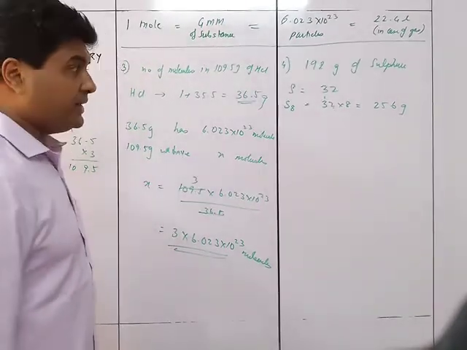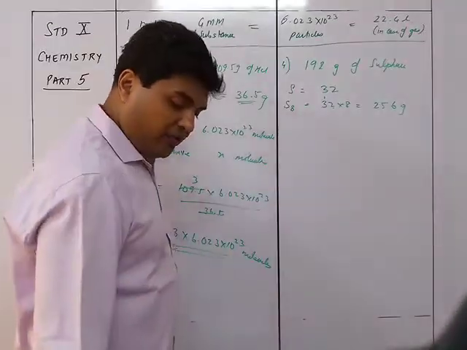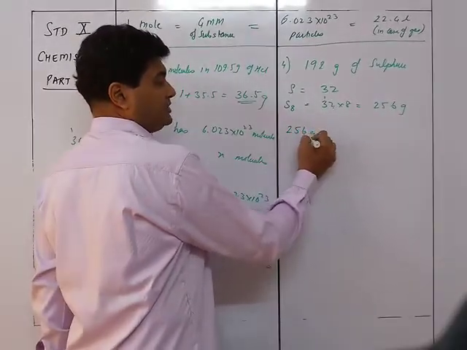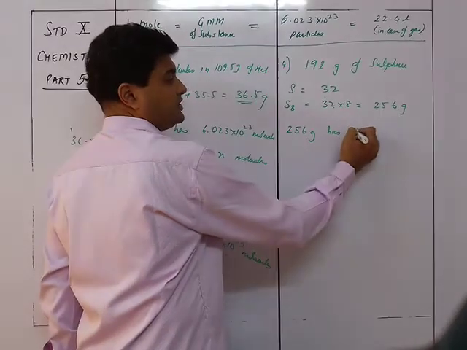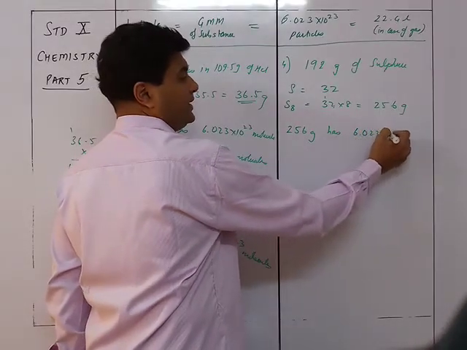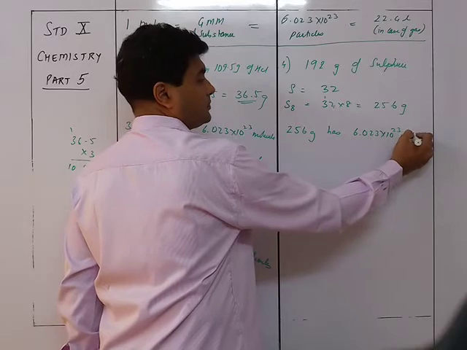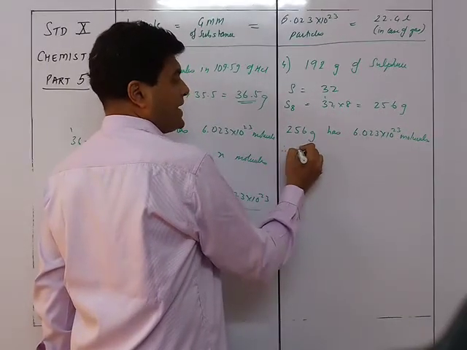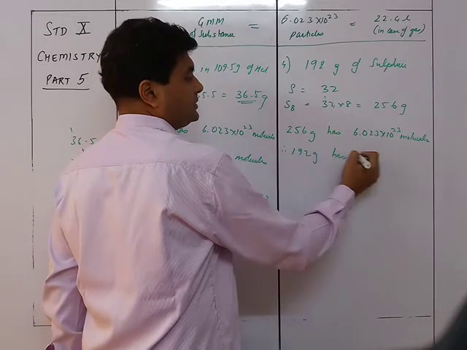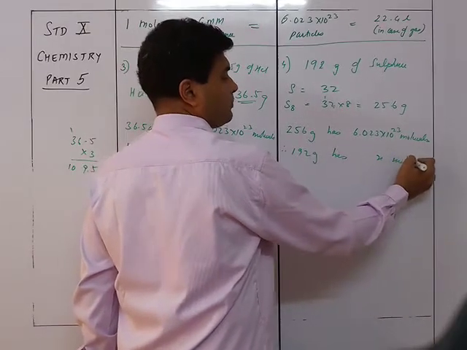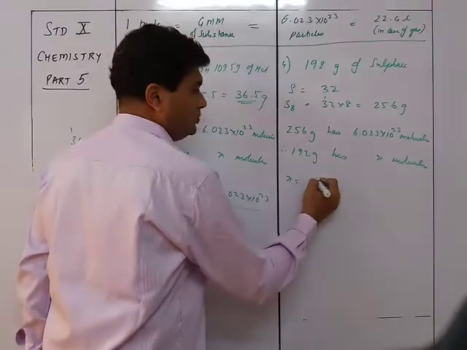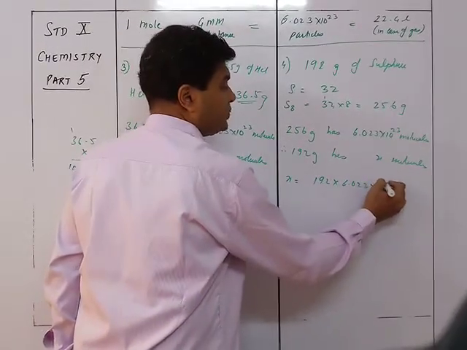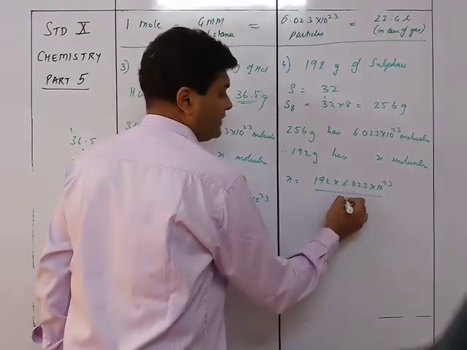Right? So now we want to find out the number of molecules. So 256 grams has 6.023 into 10 raised to 23 molecules. Therefore 192 grams has X molecules. Therefore X equals 192 into 6.023 into 10 raised to 23 upon 256.